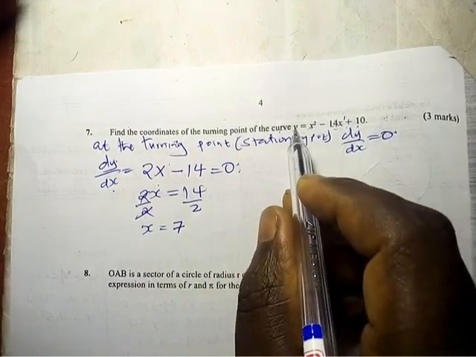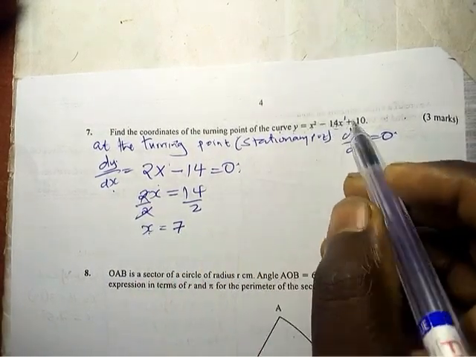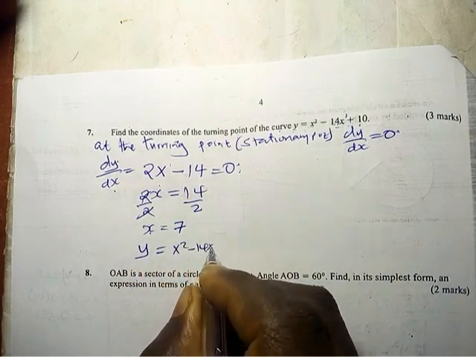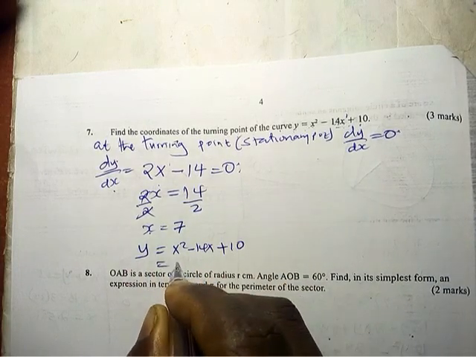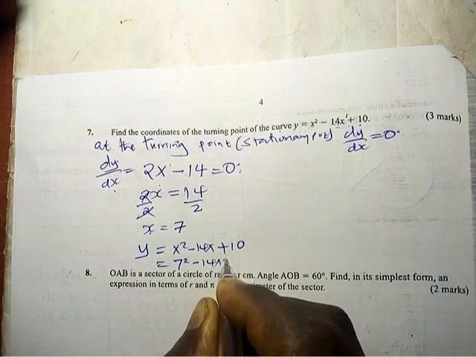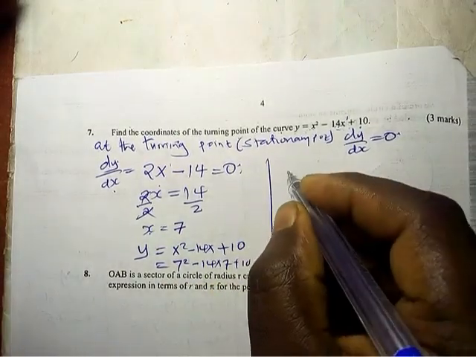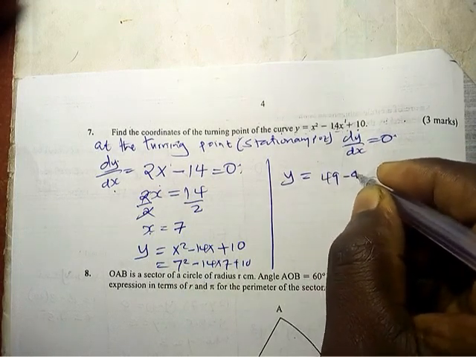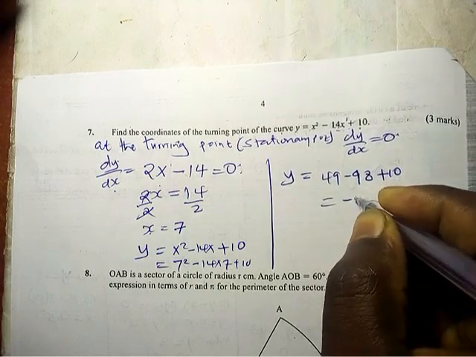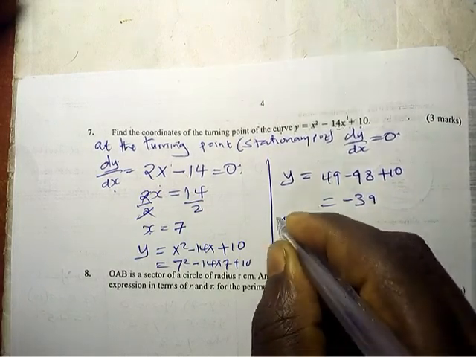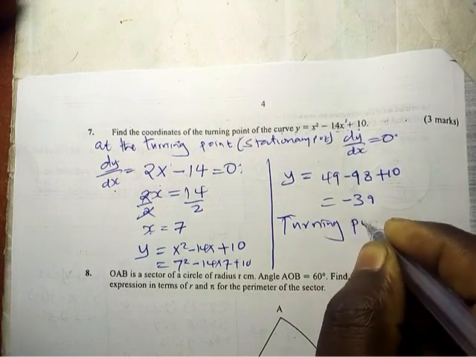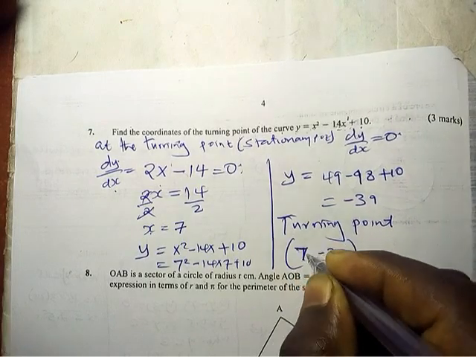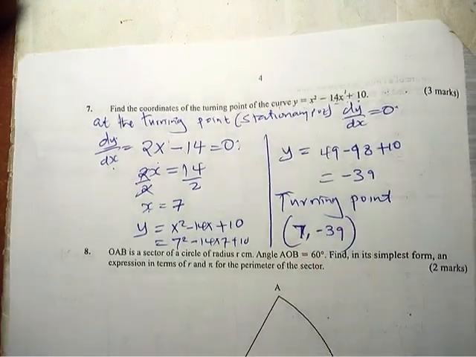Now to find the value of y, you substitute x into this equation. So y is equal to x squared minus 14x plus 10, which is equal to 7 squared minus 14 times 7 plus 10. So y is equal to 49 minus 98 plus 10, which is equal to negative 39. So the turning point is (7, negative 39). That is the turning point.